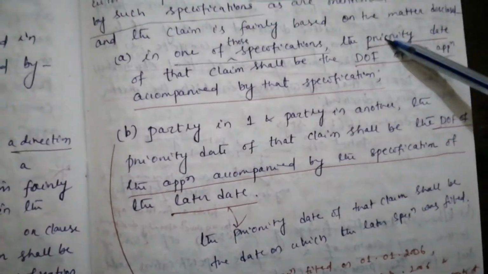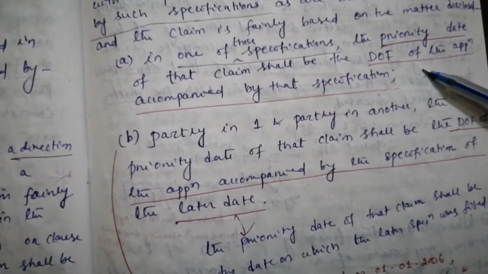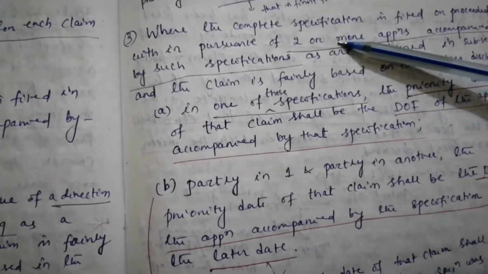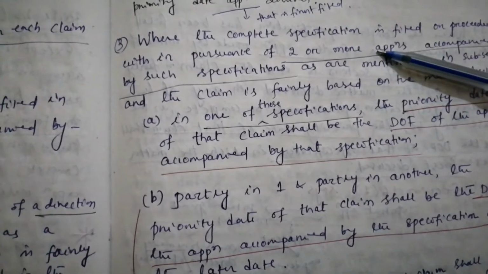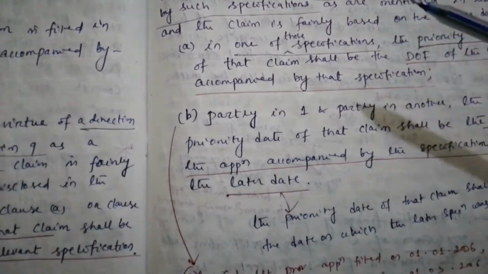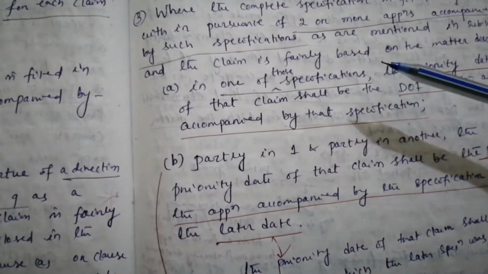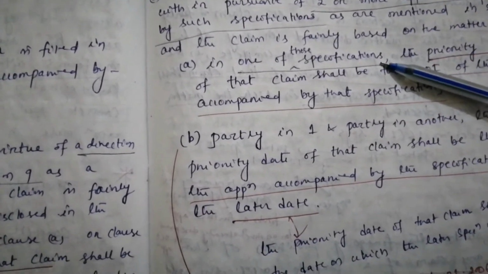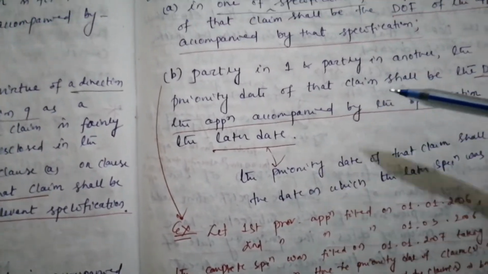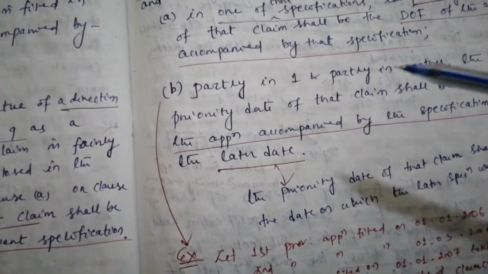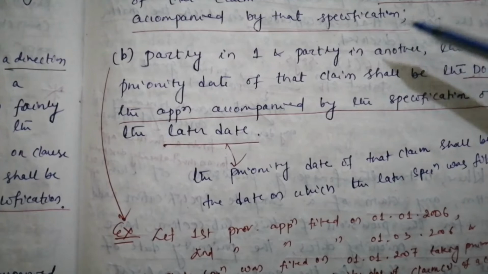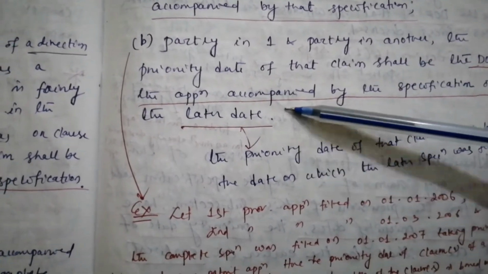So clause A says that the priority date of the claim shall be the date of filing of the application accompanied by that specification, for this condition. That means where the complete specification is filed or proceeded with in 2 or more applications. This one is the normal case, because the priority date is the same as the date of filing. But in B, the situation is like the description is partly done in one application and partly done in another application.